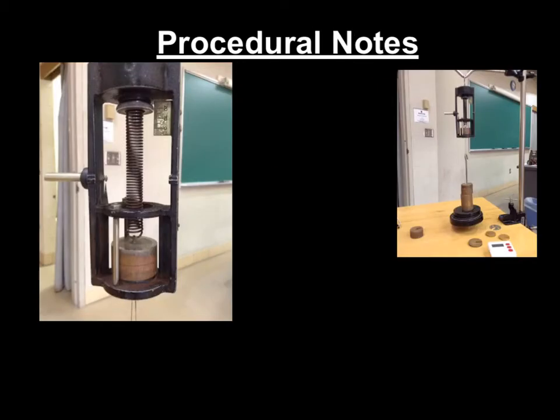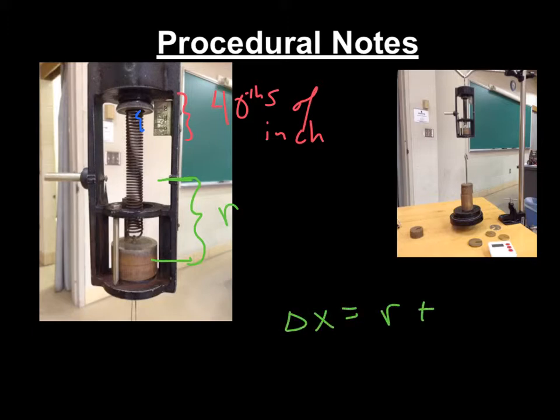A couple notes on the apparatus. This scale is in 40ths of an inch, and that is a horrible unit, so we have to convert this. The second thing to note is that the delta x that you're going to be making your graph on is this distance, which is your radius, that goes from the center line here to this line. This is your radius, plus however much this spring is stretched right here. So in your equation, your delta x when you graph is going to be equal to r plus this little delta x, which is indicated by how far this is stretched over here.